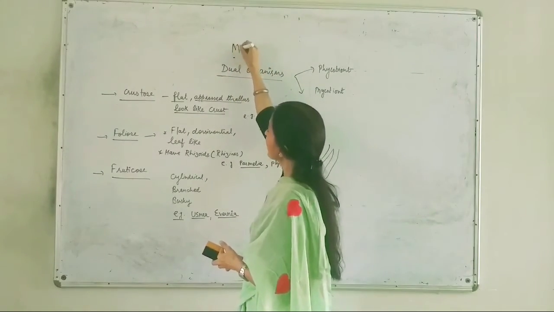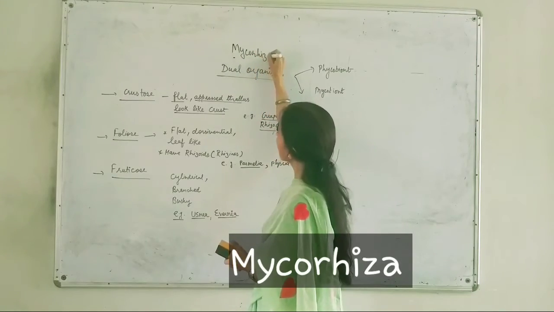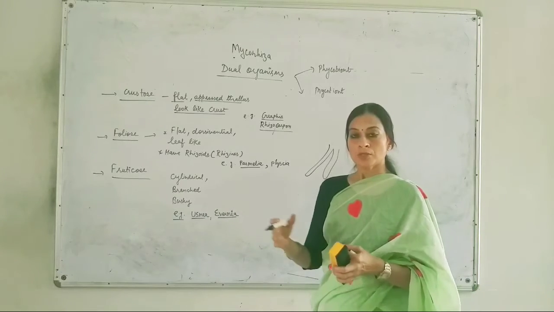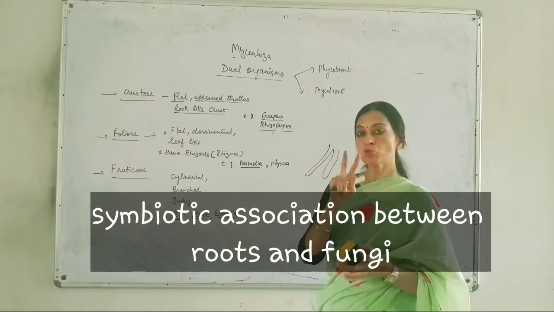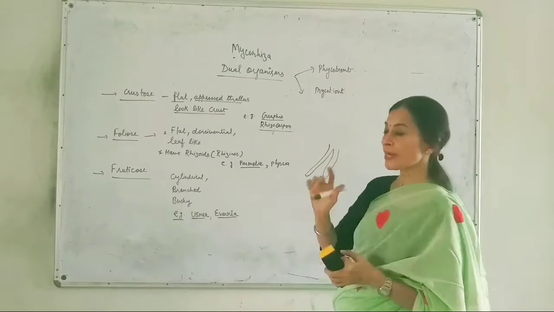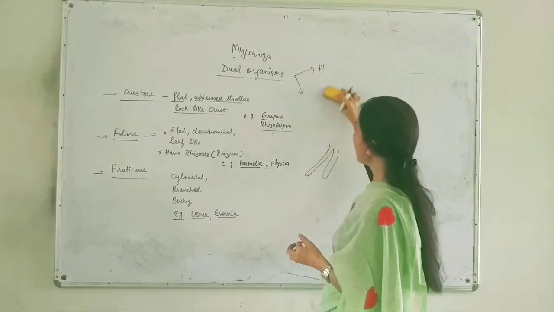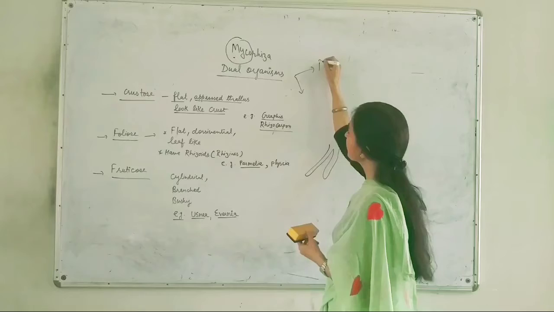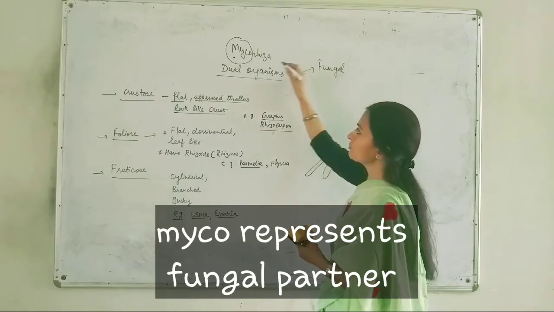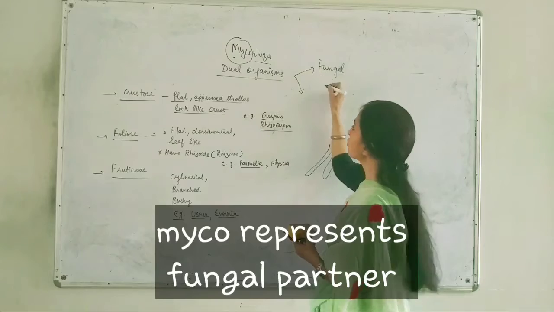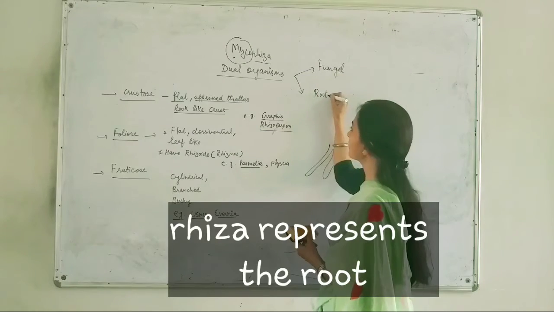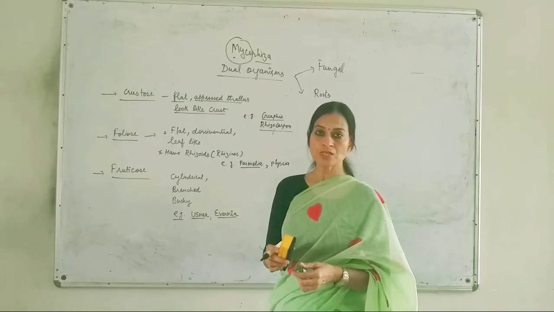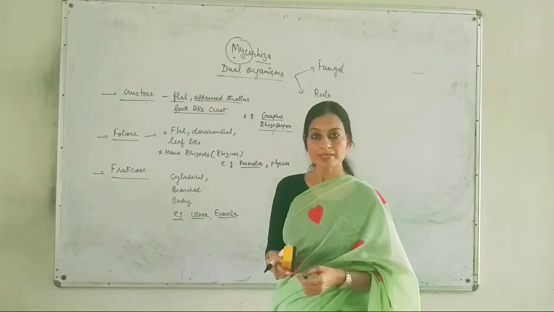which is known as mycorrhiza. Here mycorrhiza is also a type of symbiotic association between two organisms, and these two organisms are like this: myco means this represents the fungal partner, the association between the fungus, and rhiza means the root of higher plants. So the fungal and root symbiotic association is known as mycorrhiza.